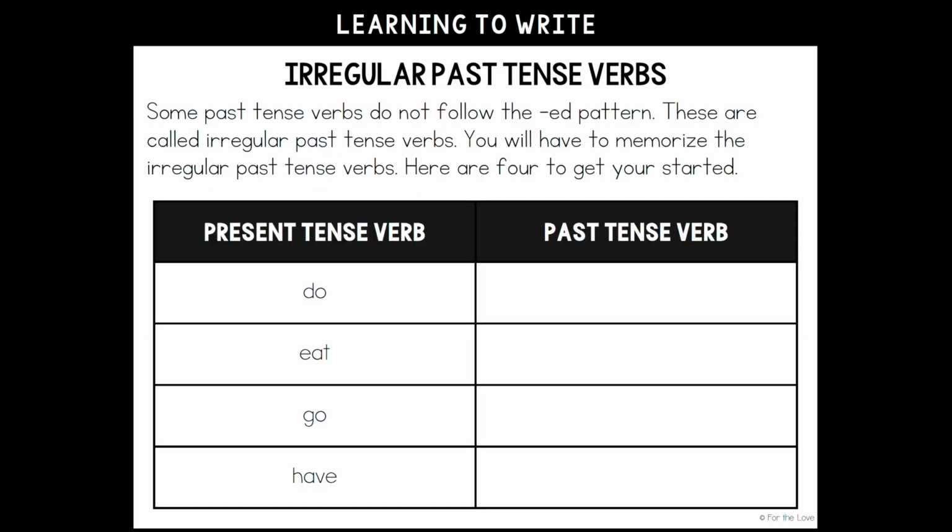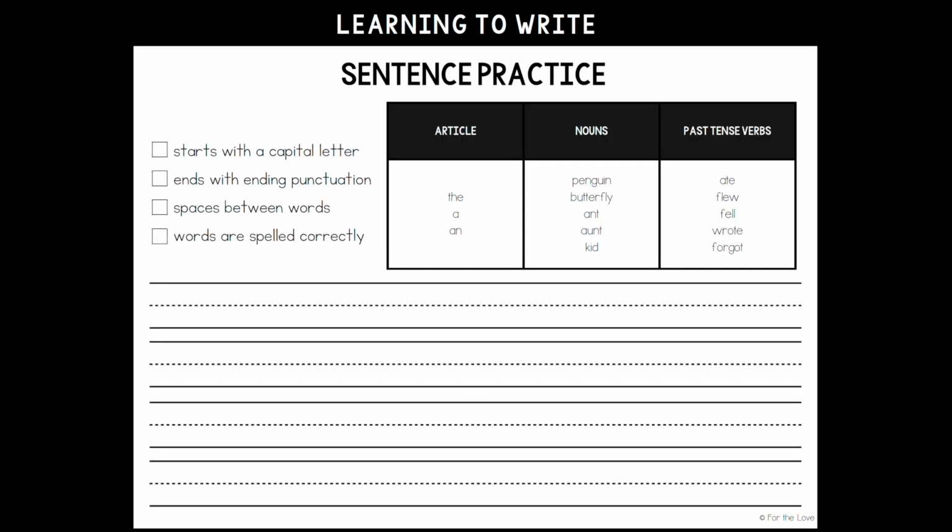And now we get to our irregular past tense verbs. Remember, these are verbs that don't have a pattern students can learn. We just need to memorize them through repeated practice. I tried to pick ones that are very common so that students will get more practice using them and that they will be more familiar with. And then here is their sentence practice.